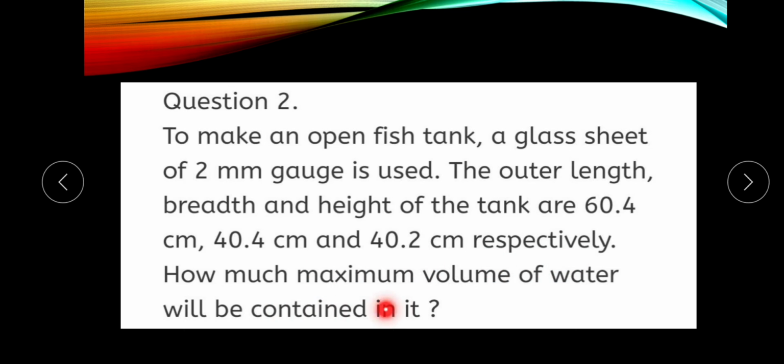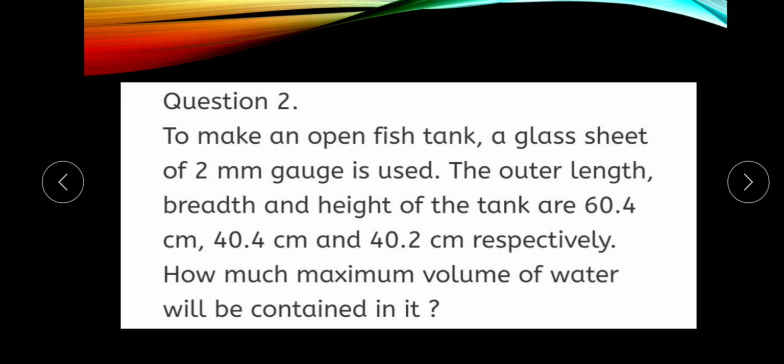That is asked. So we need to find the inner dimension of the fish tank. So we need to find the inner length and breadth of the fish tank. So the length and breadth will be reduced by 0.2 because of the thickness. Yes or no? So the length will be reduced, that is 60.4 will be reduced twice by 0.2 and breadth will also be reduced. And similarly its height will be reduced because of the thickness.